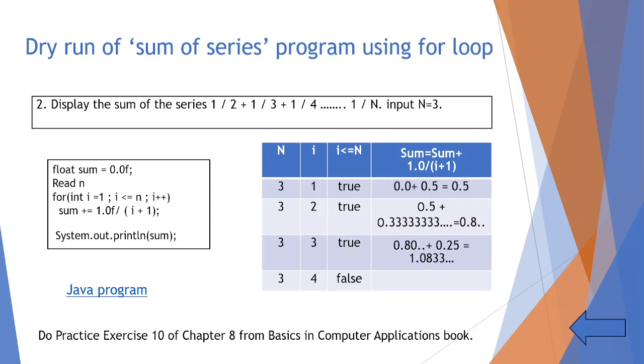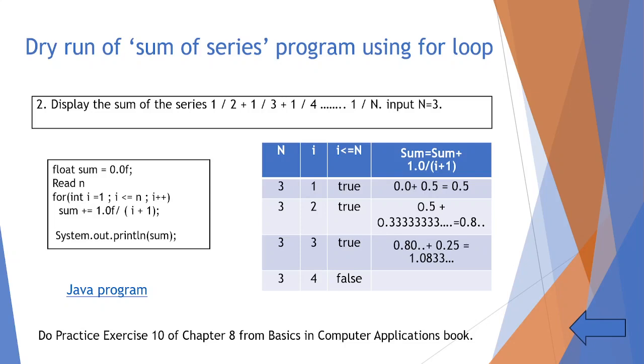Why? Every time it is 1 upon 2, 1 upon 3, 1 upon 4. That means my loop should work 3 times, but every time 1 is the constant, that is a literal. So every time we are saying 1.0f upon i plus 1. Initially i is 1, i plus 1 becomes 2. When i is 2, 2 plus 1 temporarily becomes 3. We are not storing in i. n is always 3. When my i becomes 4 it is false, otherwise 3 times it is true.